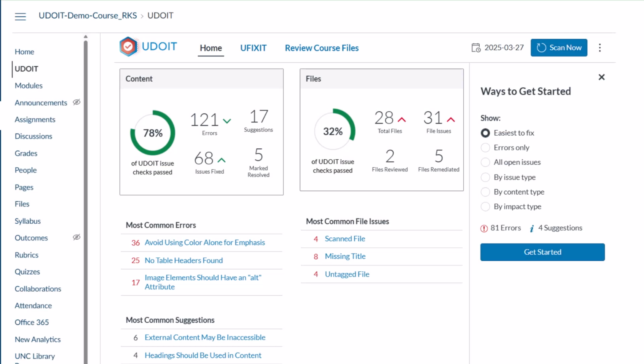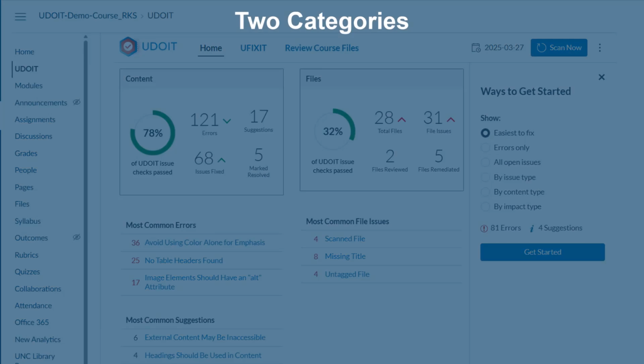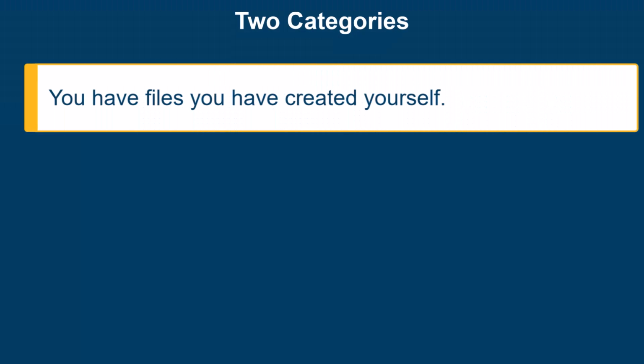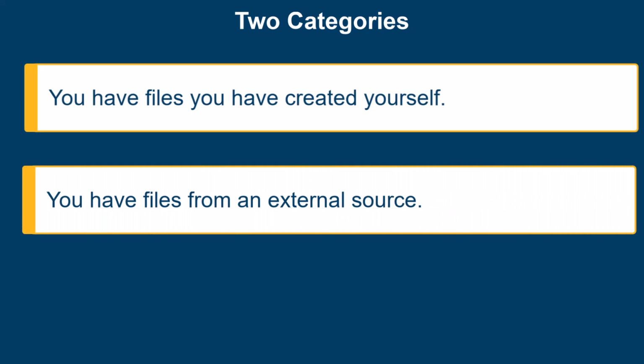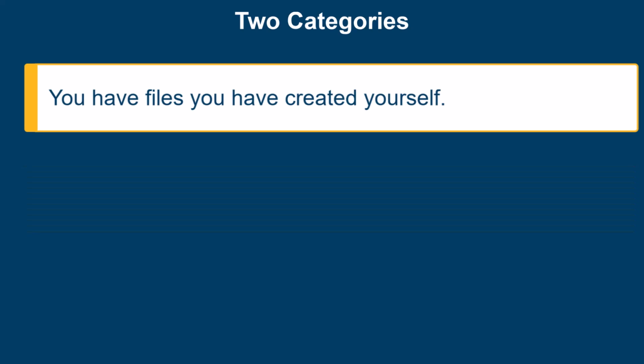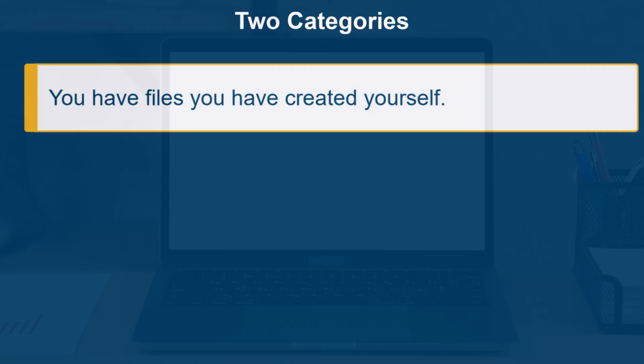So for the sake of simplicity, let's break file accessibility into two categories. Category 1 is you have files that you have created yourself, and Category 2 is you have files that you have selected from an external source. And we'll start with the first scenario. You have created these files yourself.